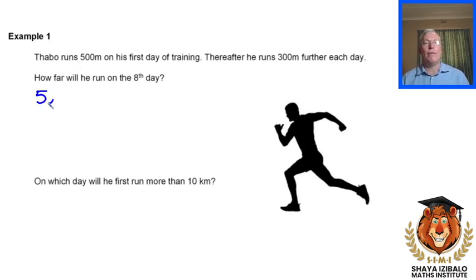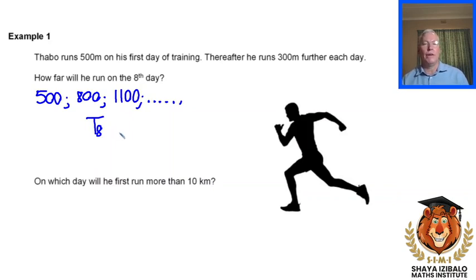On day 1, he runs 500. On day 2, he runs 800. He runs 300 meters further. The next day, he runs 300 meters further again, 1100. What sort of sequence is this? Yes, it's an arithmetic sequence. Each term is telling us how far he ran on each day. Term 3 is how far he ran on day 3. So to find out how far he ran on day 8, we need to find T8 of this.